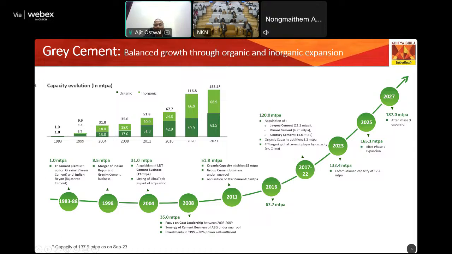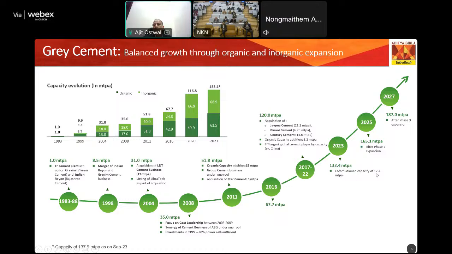Investment in thermal power plants started in 2008, and now we produce 80% of our power ourselves. Then the next phase of growth was organic capacity addition of 15 million ton. We also acquired Star Cement based in Dubai, Ras Al Khaimah area, with one integrated plant and grinding units. In 2016-17, we acquired JP Cement assets, Binani Cement, and Century Cements, thereby the capacity went to 120 million ton.